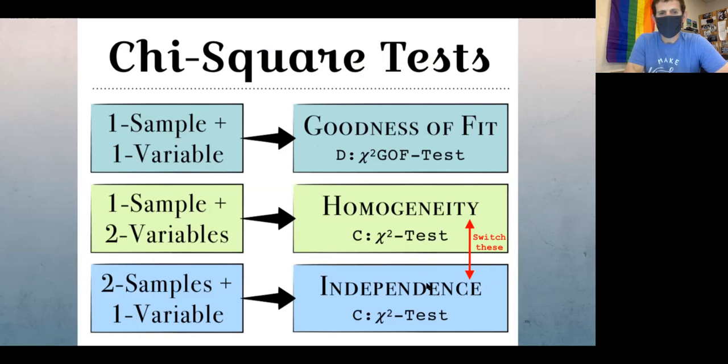Independence says, here's one sample and I'm looking at two different variables on it. We're checking to see if these two variables are independent, that is, that these two variables don't have an association. That's what I'm trying to say.